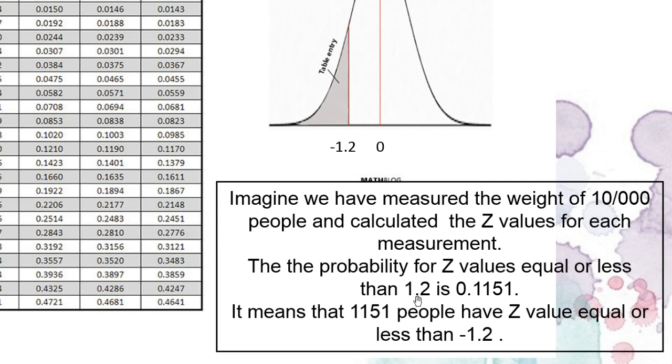I wrote it wrongly, but there is no difference. You'll see that there is no difference between the probability of 1.2 and minus 1.2. So this is how we can calculate the probability of something. For example, we have measured the weight of 10,000 people, and we can convert all of them to z values and see, for example, how many people have the specific z value.